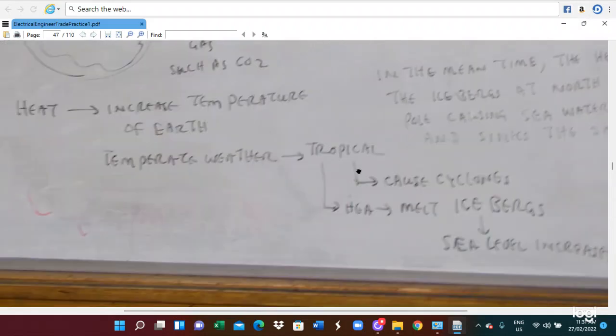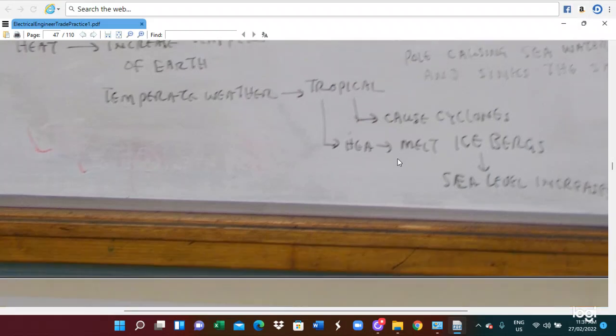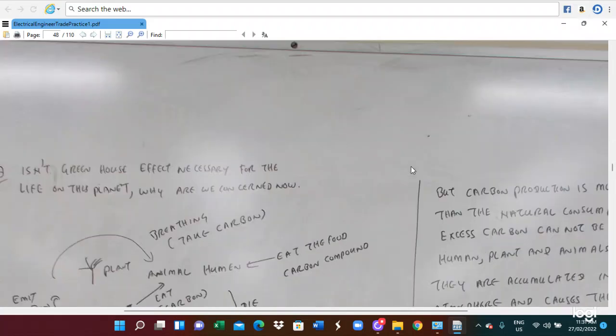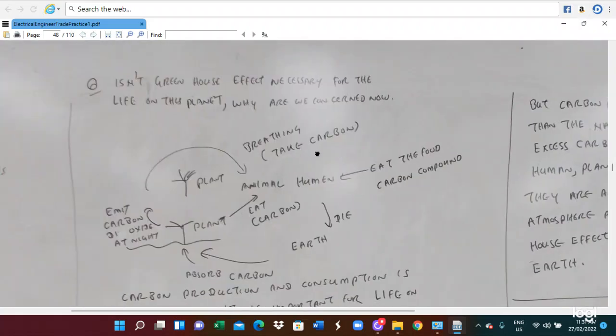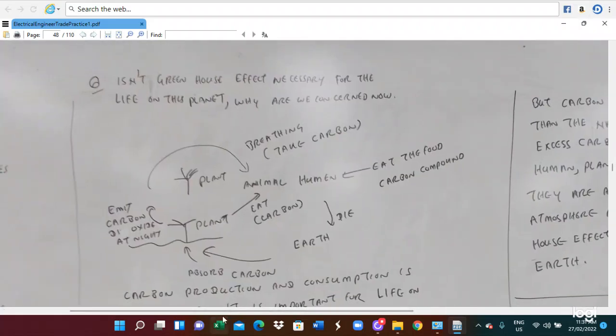So the increase in the temperature of the earth is a very important aspect. When the temperature increases, it can cause cyclones, and it can melt icebergs in the polar region, and when those icebergs melt, the sea level will increase. Therefore the greenhouse effect is a concern.